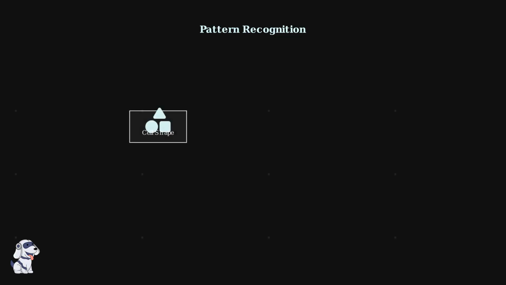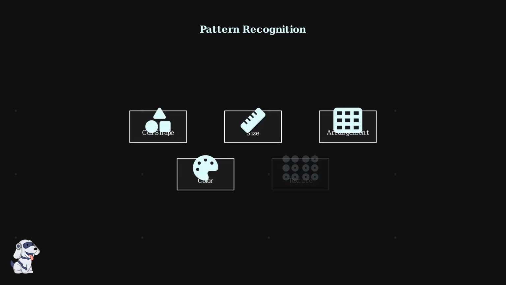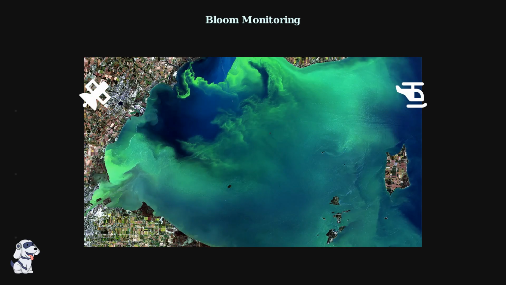AI systems use pattern recognition to analyze key features like cell shape, size, arrangement, and color patterns. Machine learning algorithms compare these features against vast databases of known algae species. This technology is particularly valuable for monitoring harmful algal blooms. Satellite images and drone footage can be analyzed in real time to track bloom development and predict potential environmental impacts.